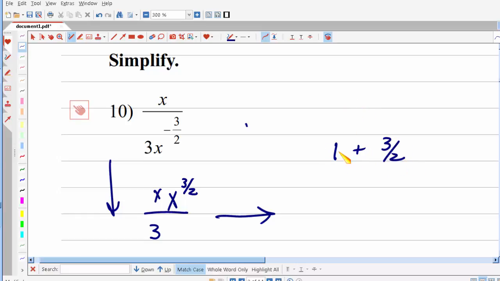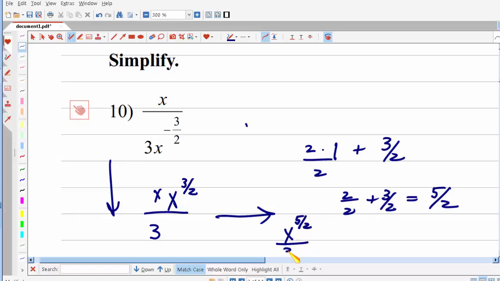So I need halves. So 1, if you convert it into a fraction with a denominator of 2, you multiply by 2 over 2, you get 2 halves plus 3 halves. Well, that's 5 halves. So I'm going to end up with x to the 5/2 over 3.